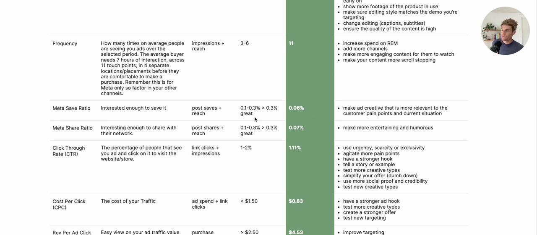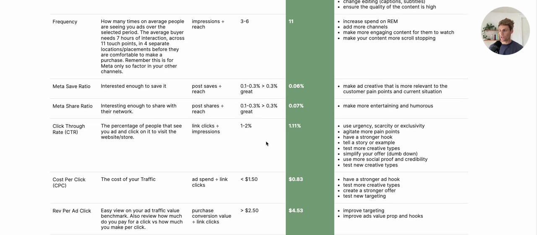Share ratio and save ratios are super important because that understands how much people like our content. So we can see here we definitely need to improve these. We want to be at like a 0.3 and we're at a 0.06. So we're definitely below on these two metrics. So we'd want to try and figure out, okay, what are people in this niche saving and sharing? We need to make content that fits into that while still being able to have a strong hook rate and being able to sell the product.